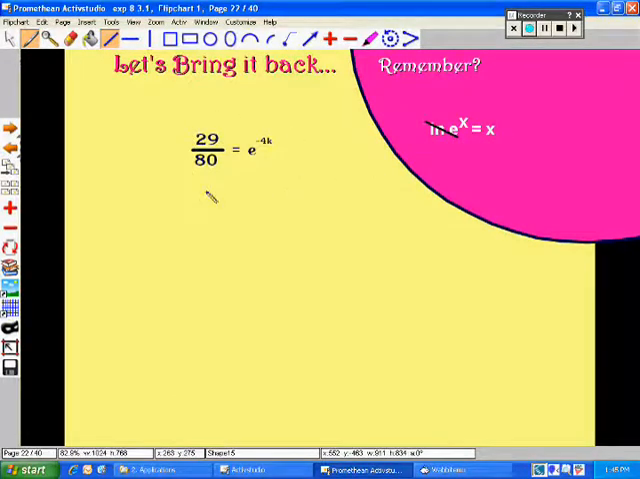So let's look at this example. We need to be able to solve for k. Well, in order to get k out of the exponent, I need to take the natural log of both sides.